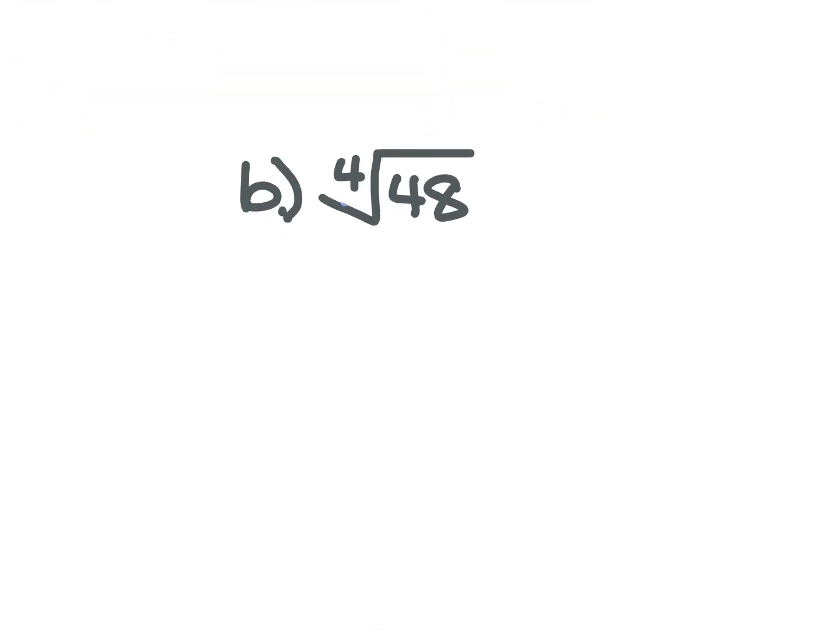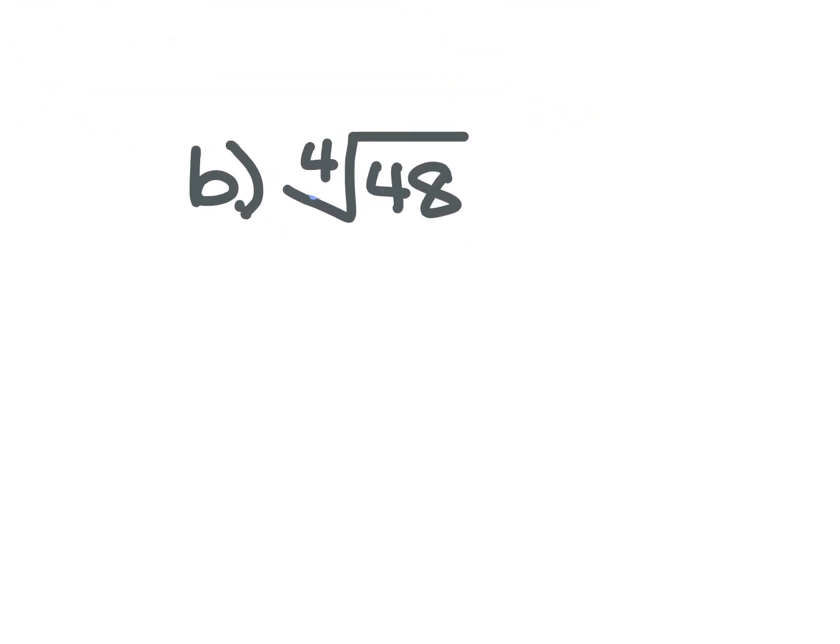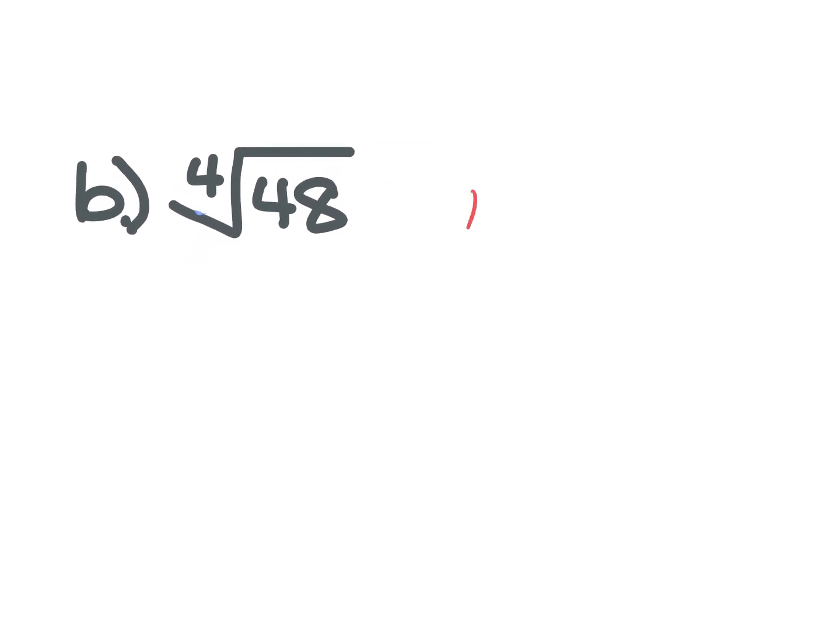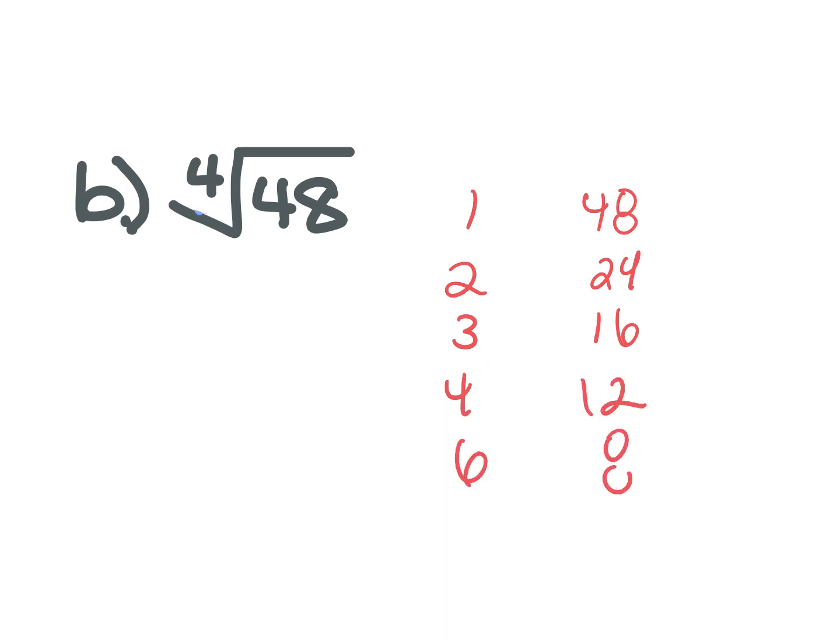All right, 4th root of 48. What number times itself 4 times gives us 48? There isn't one. So let's write the factors out. 1, 48, 2 and 24, 3 and 16, 4 and 12, 6 and 8.